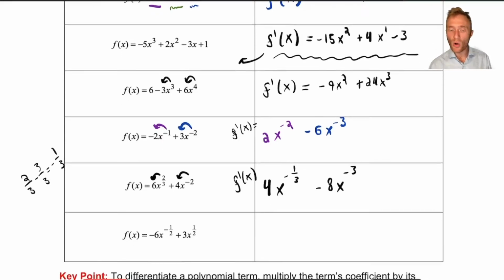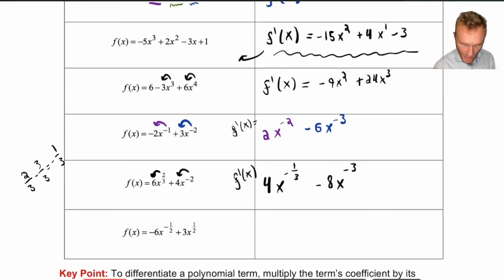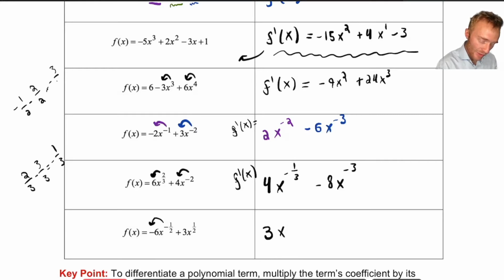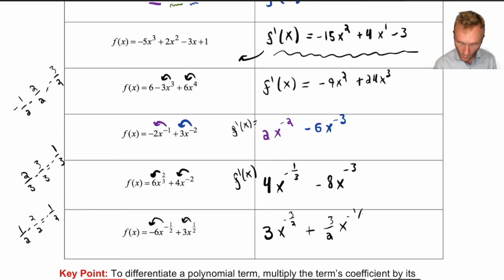Last one, putting it all together. What we have, negative 6x to the negative 1/2 plus 3x to the 1/2. Negative 1/2 times negative 6 is positive 3. X to the negative 1/2 minus 1, in the form of 2/2, is negative 3/2. So negative 3/2 plus 1/2 times 3, 3 over 2. X to the, this one's interesting, 1/2 minus 2/2, negative 1/2.